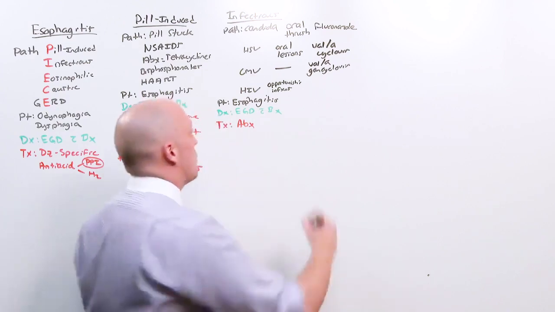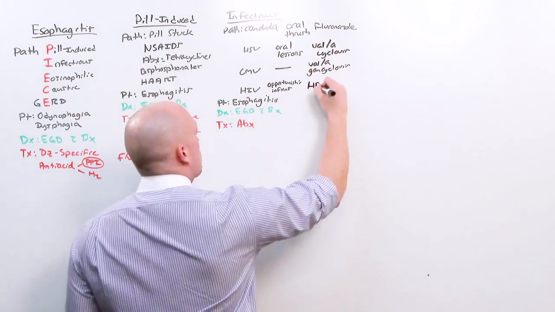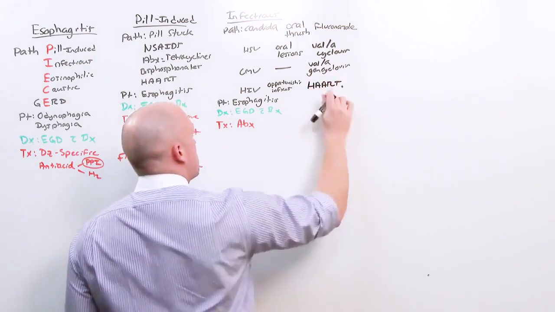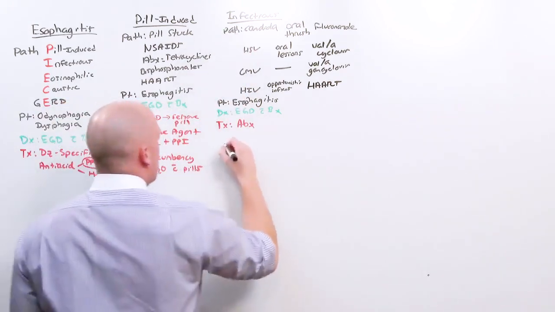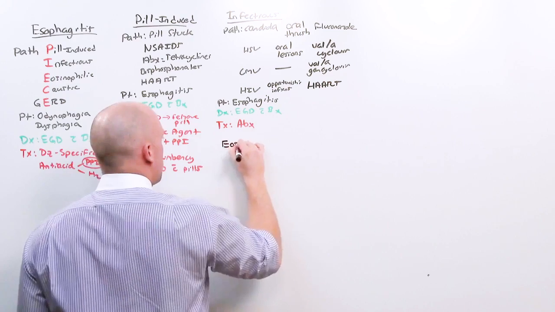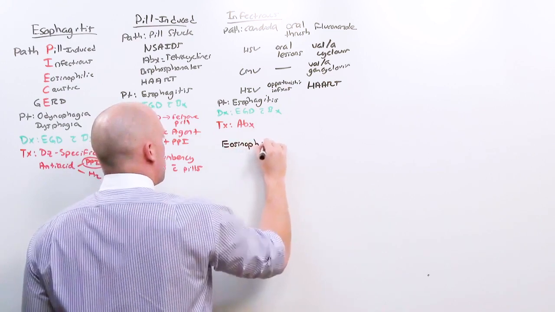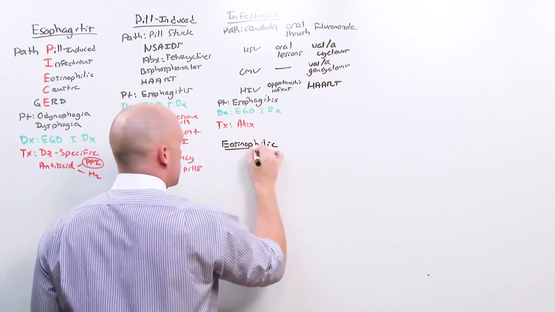And if you have HIV, you should be started on HAART. More on this in the ID lectures. It's pill-induced, infectious. We're talking about eosinophilic next. And eosinophilic is the one that's highest yield for the test.